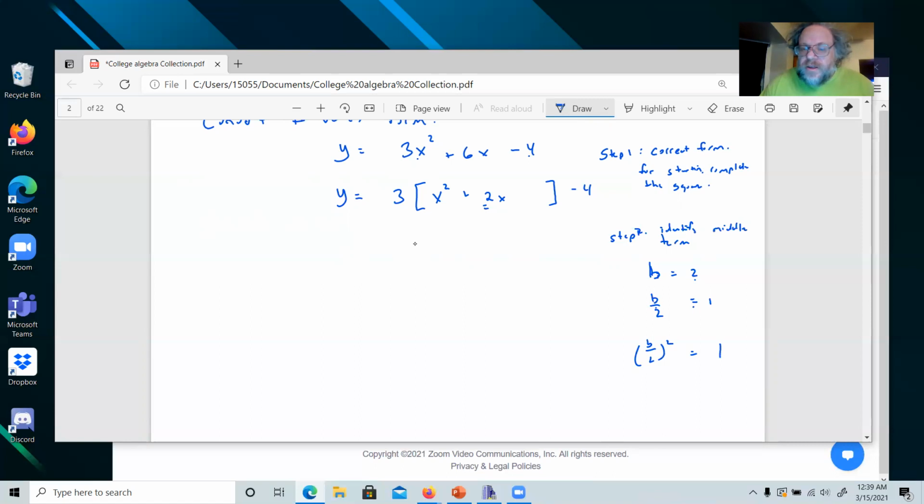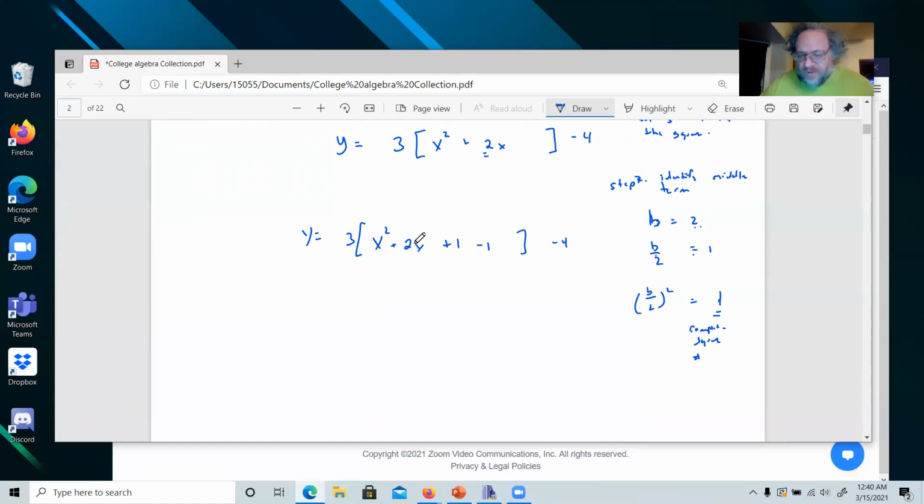So what we're going to do here, this is my step 2. We have y is equal to 3 times x squared plus 2x, and then the minus 4. And we're going to add 1 and subtract 1 inside these brackets here. So we just added 0. It's like an accounting trick at this point. We just added 0 here to figure out what's going on. Now we've identified our middle term, and this is the magic number that we're going to use to complete the square. So this is the complete the square number.